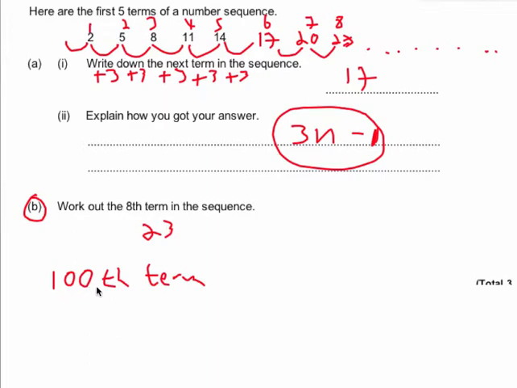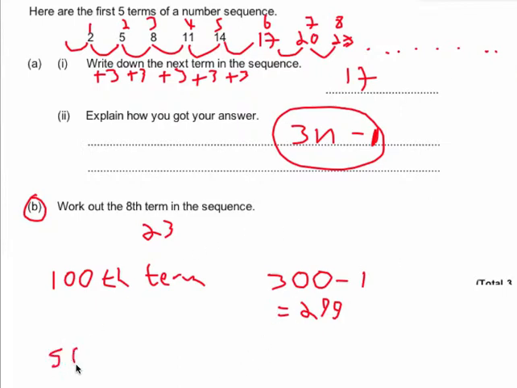Now if we are asked for the 100th term, all we do is we replace n with 100. So we will do 3 times n. 3 times 100 is 300, minus 1 equals 299. Now if you want to check that yourself, go ahead, but I can guarantee you that's the right answer.